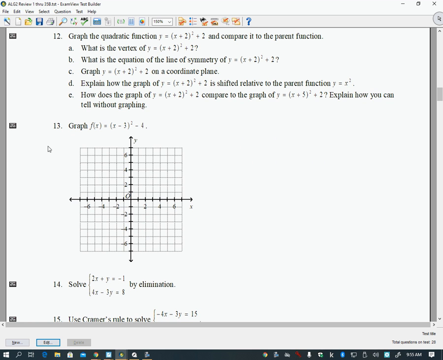All right, this one I did up on the board, I think, but probably for the other class. It says graph the quadratic function y equals (x plus 2) squared plus 2, and we want to compare it to the parent function. Anybody have a clue about the parent function? y equals x squared. So the parent function is y equals x squared.